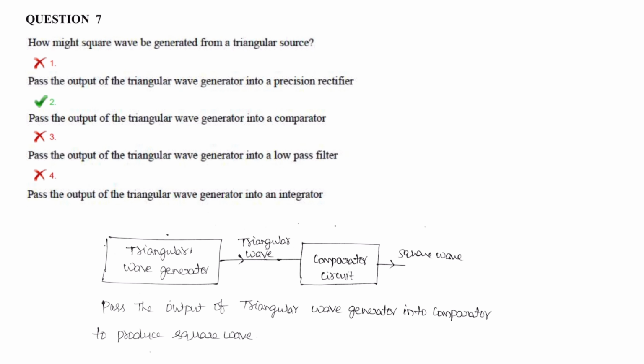Question number 7. How might a square wave be generated from a triangular signal? The input is a triangular signal, and we need to generate a square wave. By using a comparator circuit, if the input is a triangular wave, the output will be a square signal. So pass the triangular wave into a comparator to produce a square wave. Correct answer is option 2. Pass the output of the triangular wave generator into a comparator to generate a square signal.